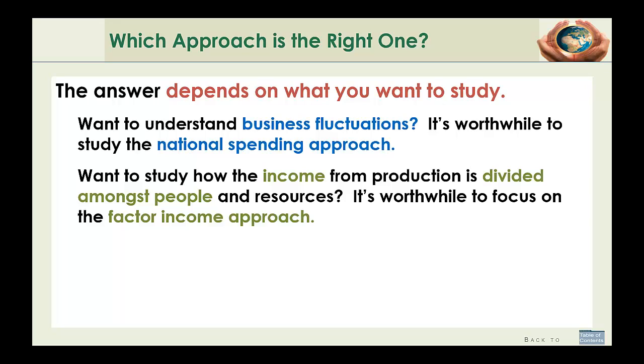If the economy is producing more goods and services, who is getting the income? Is it going to the entrepreneurs in the form of profits? Is it going to the workers in the form of wages? How is that income being divided up amongst the people?